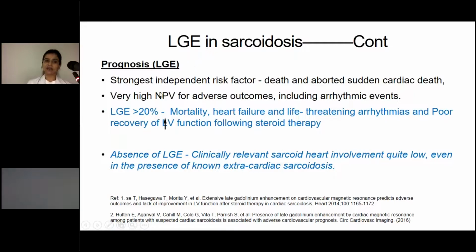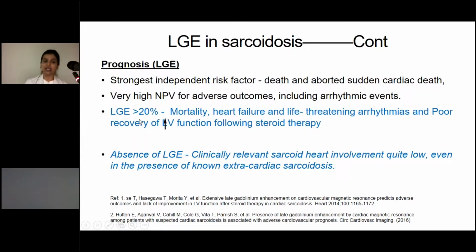Late gadolinium enhancement has a very high negative predictive value for adverse outcomes, including arrhythmic events, such that even in the presence of known extracardiac sarcoidosis, with the absence of late gadolinium enhancement, the possibility of clinically relevant sarcoid heart involvement is quite low.